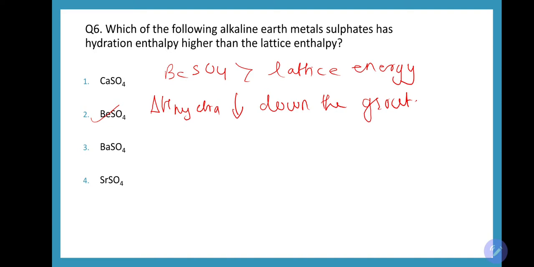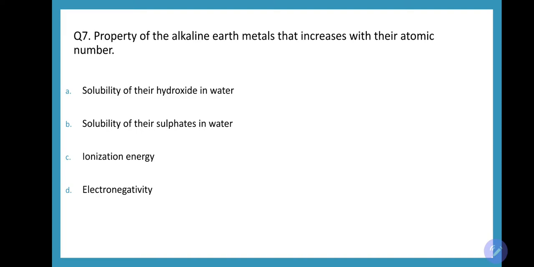Okay, now let's move to the next question. The next question is, property of alkaline earth metal that increases with their atomic number. Solubility of their hydroxide in water. Solubility of their sulfate in water. Ionization energy or the electronegativity.